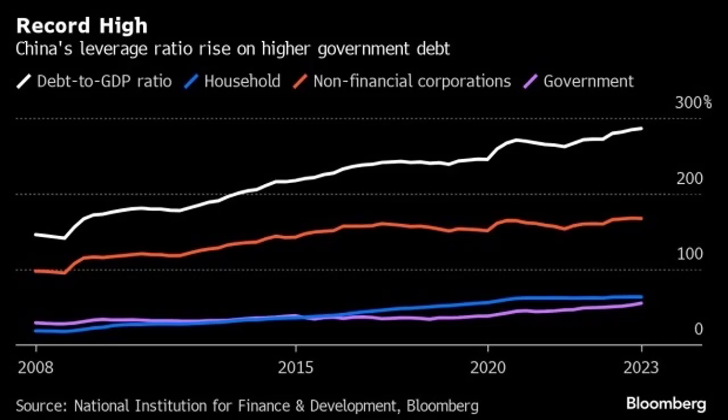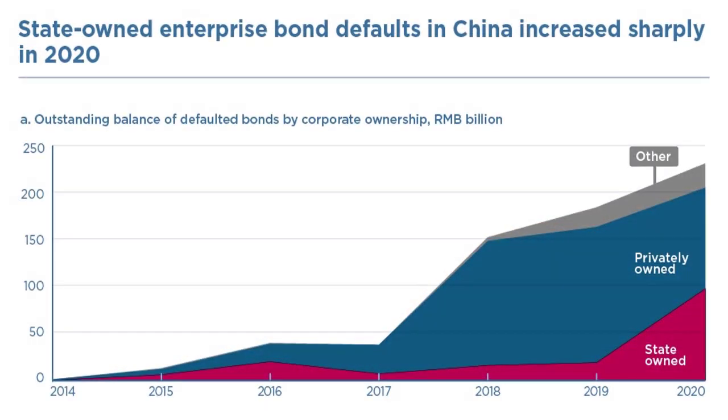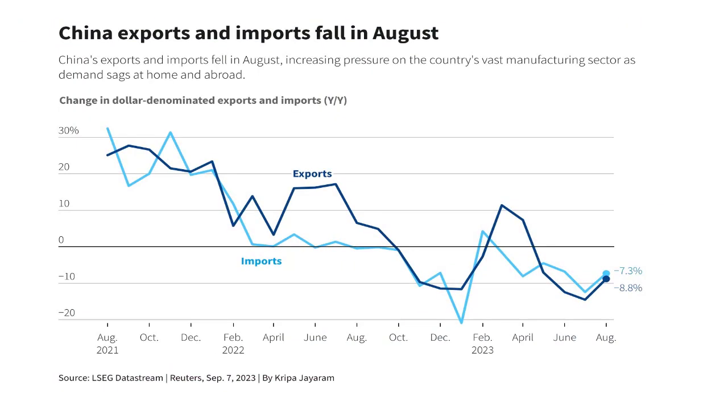You can see the non-financial, household, and government debt are rising, but they obviously have huge debt issues. You can take a look at the default ratio, which has been skyrocketing since about 2017, a lot of it state-owned and others, because shadow banking gets into the transparency issues. Take a look at the exports and imports. They've been falling like a stone since 2021, just going down, down, down in a zigzag pattern.